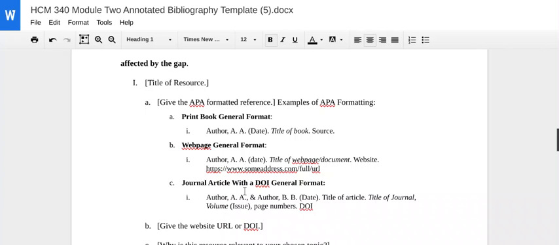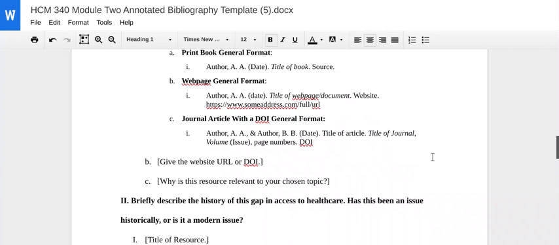And if you're doing a journal article, which happens pretty often, you will have author, maybe more than one, a date, title of the article in lowercase and not italicized. And the title of the journal and the volume will be in italics. And then you may have page numbers or a DOI, which you'll see when you look up a reference in your Shapiro library.